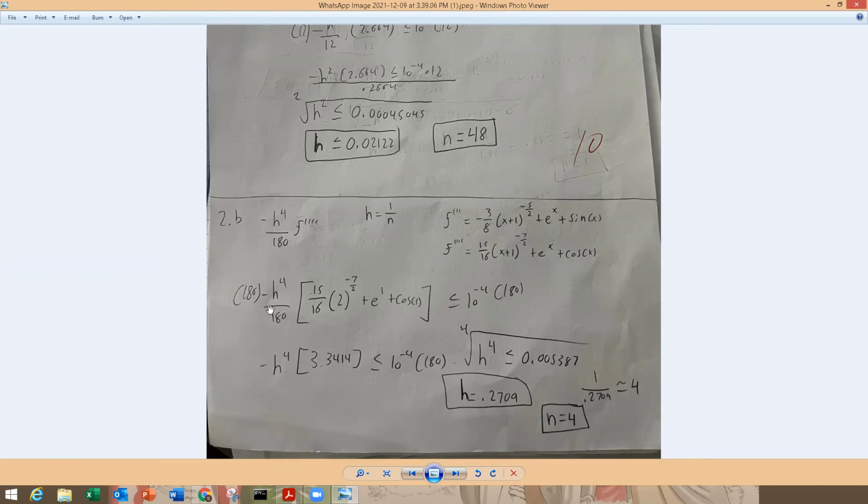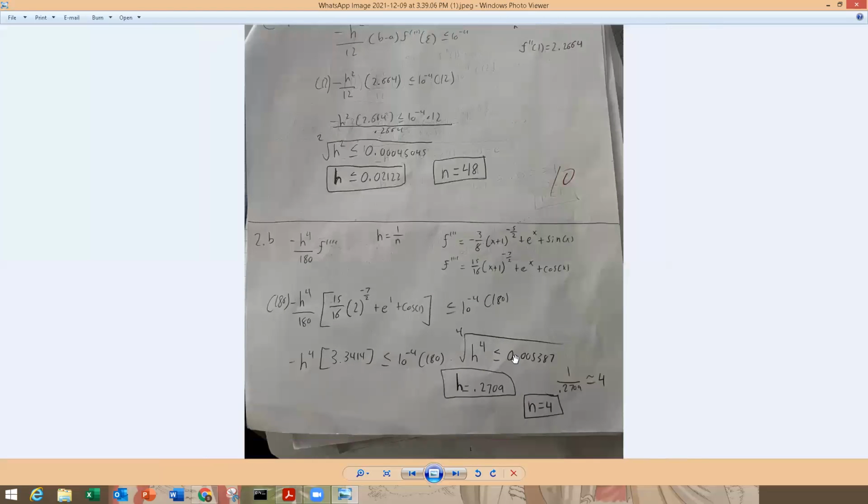Now when you are solving for 10 to the negative 4, you just want to isolate h. So I multiplied both sides by 180. Then I solved this so I could get a single number to divide by, and divided both sides by it. When you divide 10 to the negative 4 times 180 by 3.3414, you get 0.005387. Then you take the fourth root of it, which gives you h equal to 0.2709. Then when you take the inverse, 1 divided by 0.2709, you get n equals 4, right?